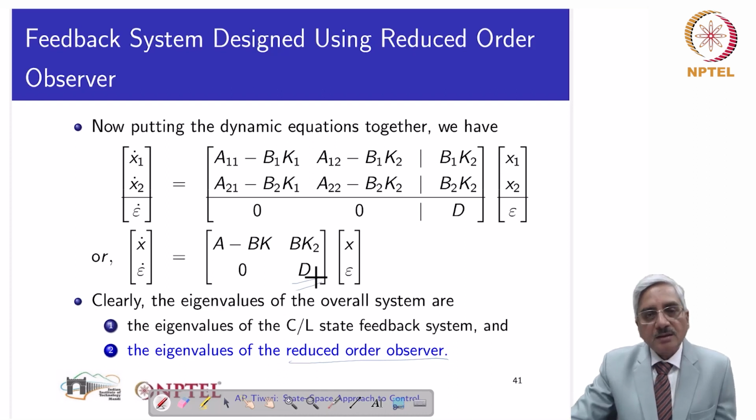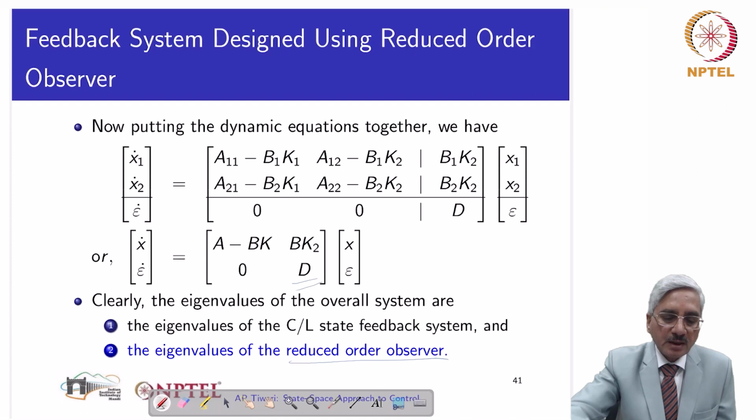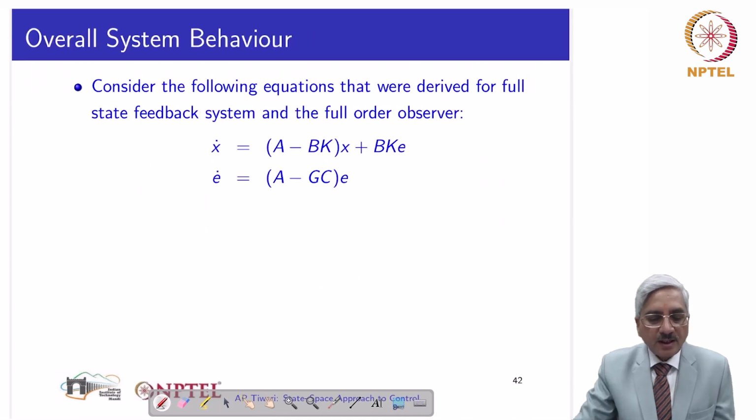So again we see with the reduced order observer the same thing which we had got with the full order observer, that the eigenvalues of the overall system are the eigenvalues of the closed loop state feedback system and the eigenvalues of the observer. This we have established.